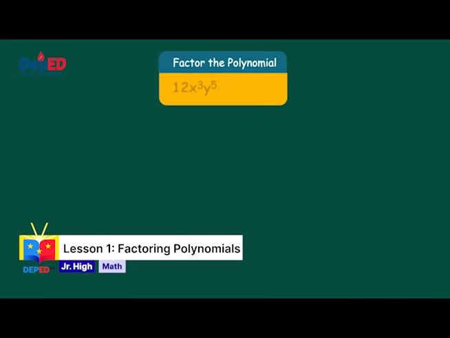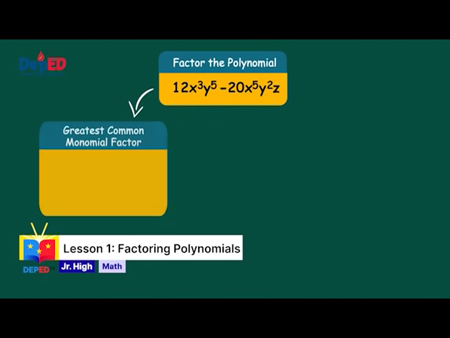Write 12x cubed y raised to 5 minus 20x raised to 5 y squared z in complete factored form. Again, we can break it down into parts so we can focus on each step while factoring. First, find the greatest common monomial factor. 12 is equal to 2 times 2 times 3. And 20 is equal to 2 times 2 times 5.